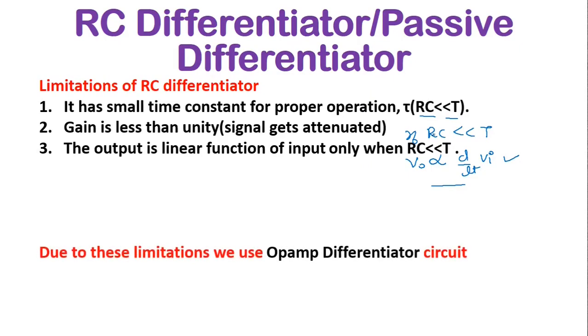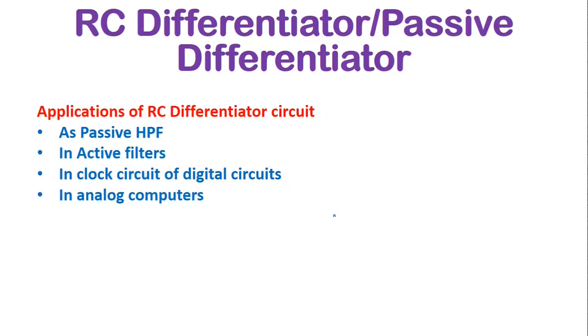So because of these limitations, we use the operational amplifier differentiator circuit, which uses an active device, that is an operational amplifier. We will discuss this operational amplifier differentiator in the next class. Last is applications of the RC differentiator circuit. First one is as a passive high pass filter. It is used in active filters, it is used in clock circuits of digital circuits, and it is also used in analog computers.